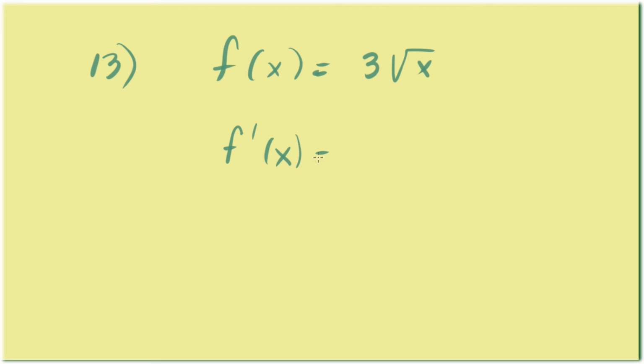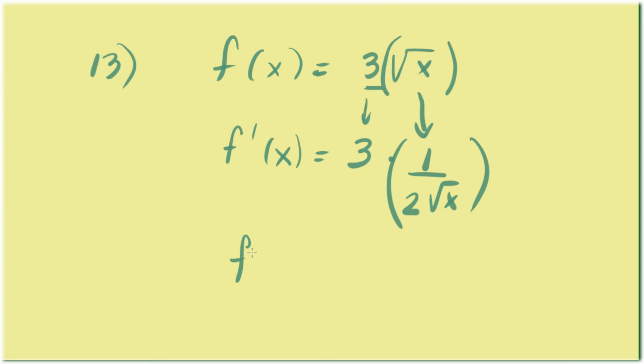Now, let's say you have some number 3 in front of the square root of x. What is the derivative using the shortcut? This is just a constant right here. So what you do is bring this down and then get the derivative of that square root of x, which is 1 over 2 square root of x. So you can just multiply the 3 times 1, which is 3 over 2 square root of x.